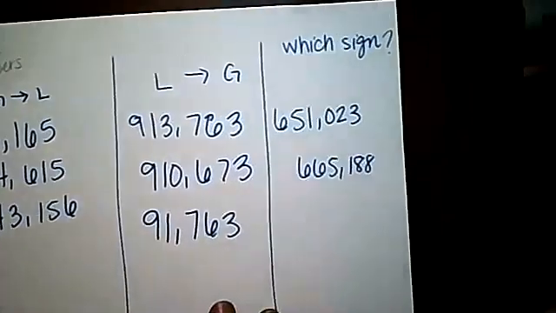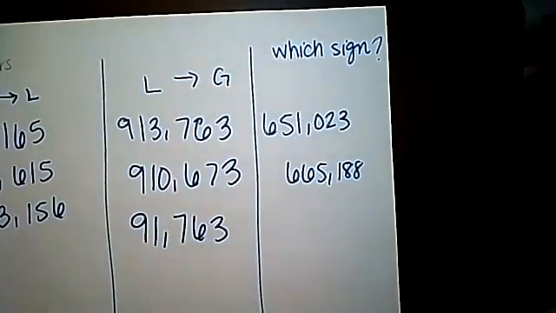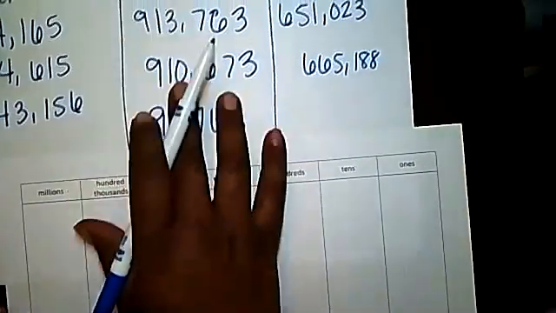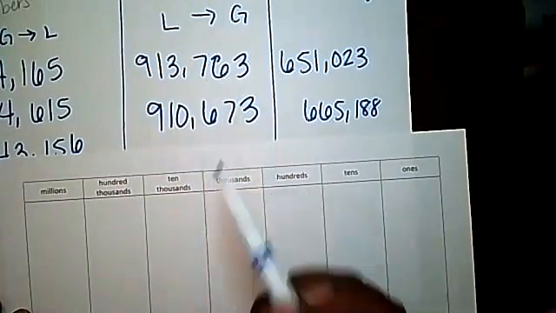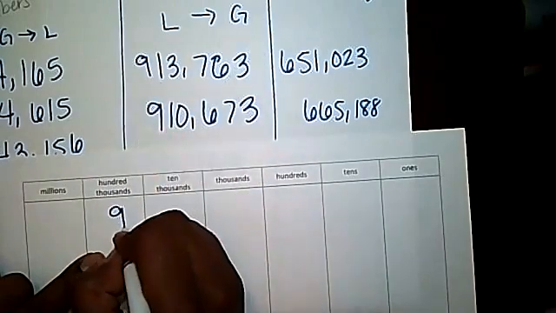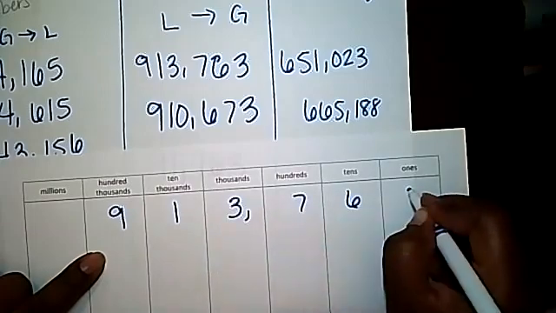All right, so let's get to this one. I switched it. I did least to greatest. So I have to figure out which one is the least amount. I can look and tell off the bat which one it is, but if you need help, just go ahead and make yourself a place value chart like this, and you can put those numbers in. So I'm going to do that for you. I have 913,763. So I know that I'm dealing with the 100,000s place. So I'm going to put 9, 1, 3, don't forget your comma, 7, 6, 3.